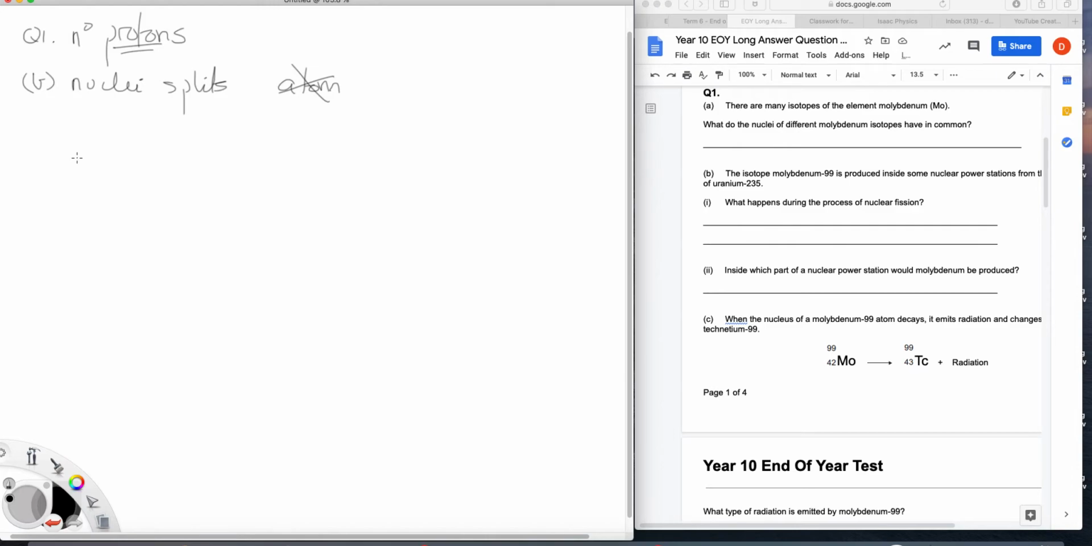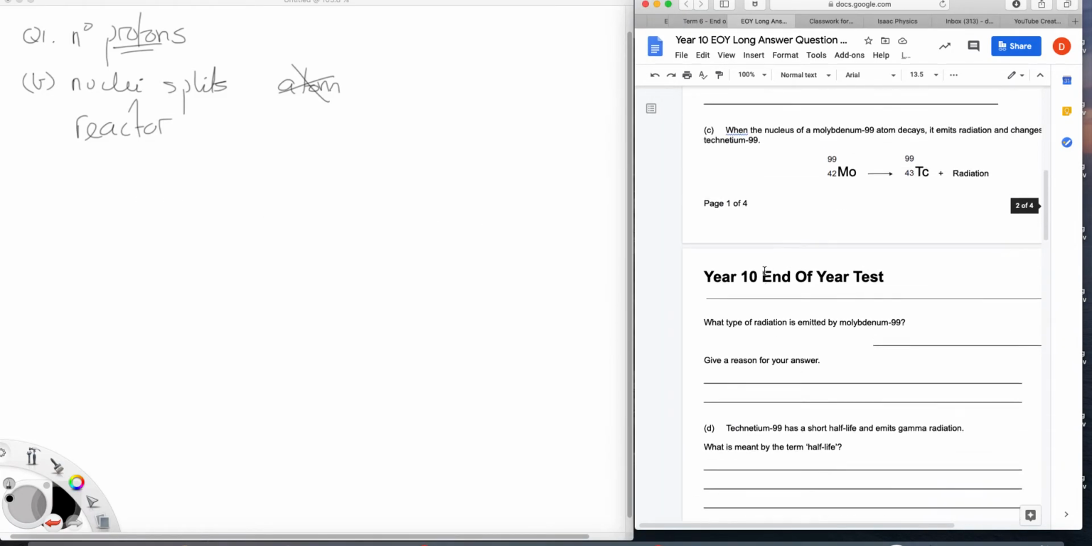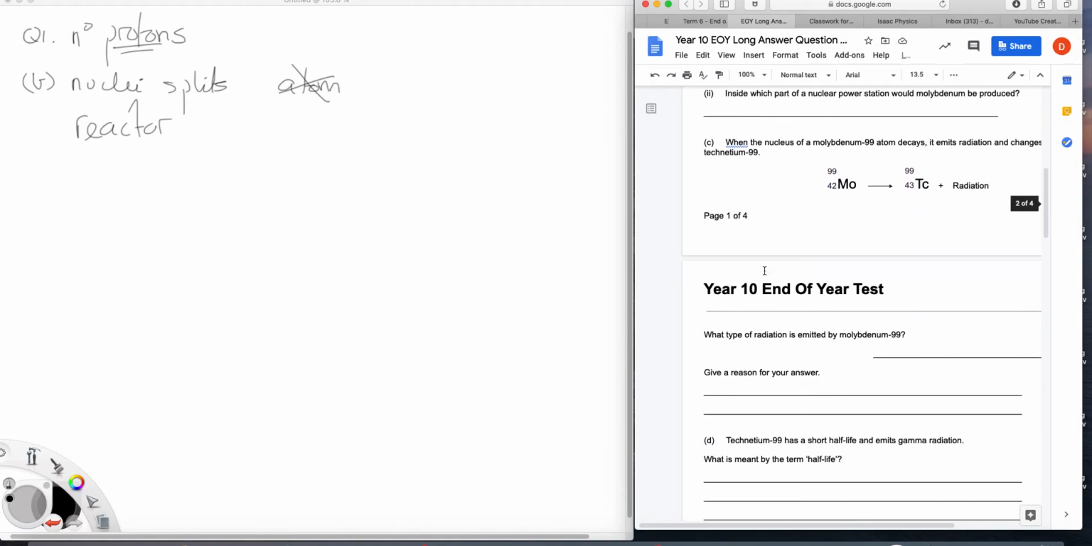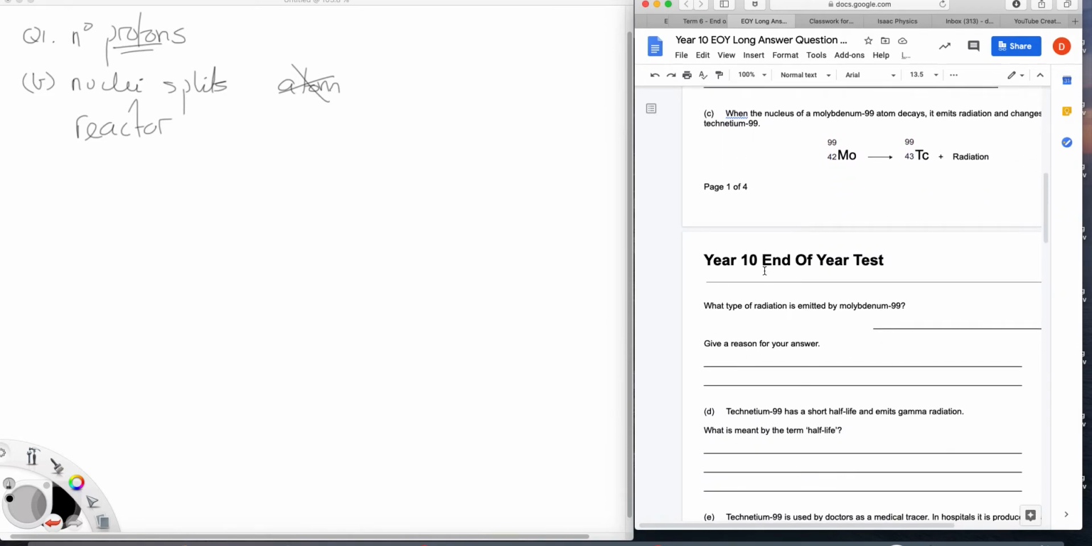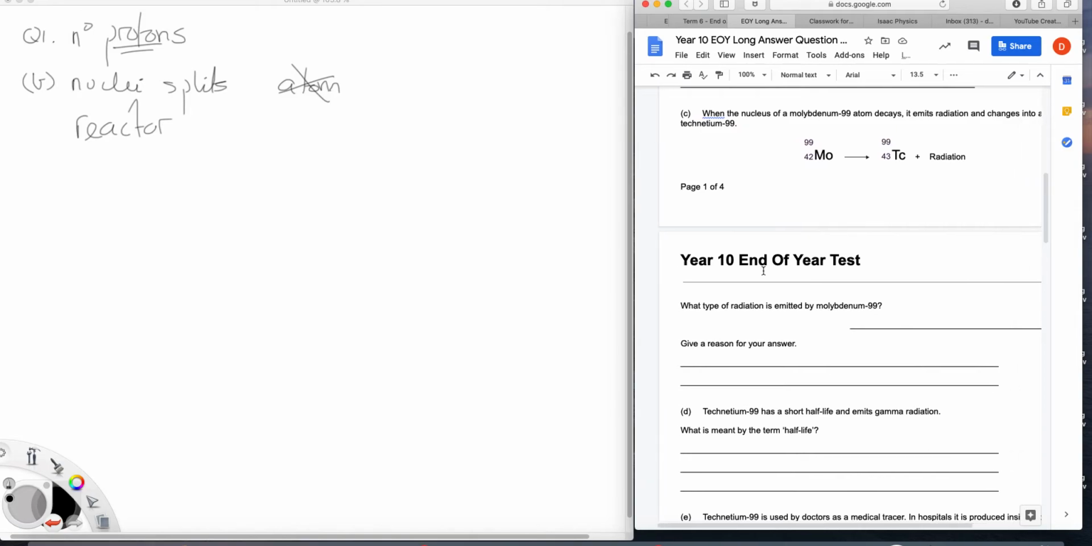Part 2 of B. Where would it be produced? Well, it would be in the reactor. When the nucleus decays, it emits radiation and changes to technetium.